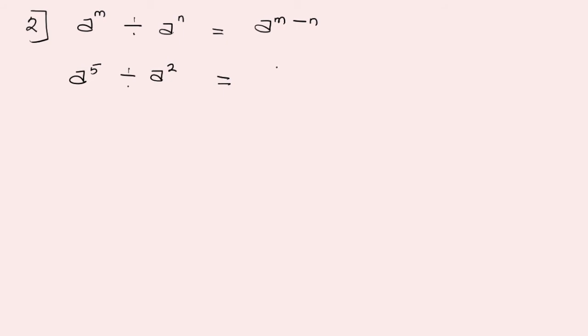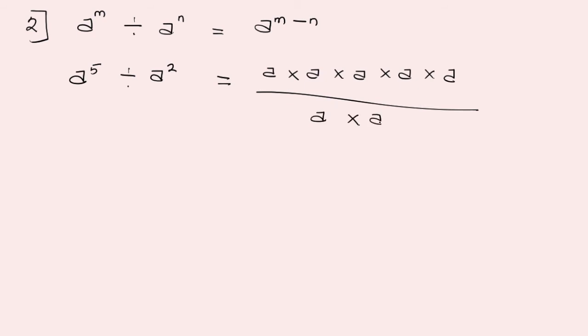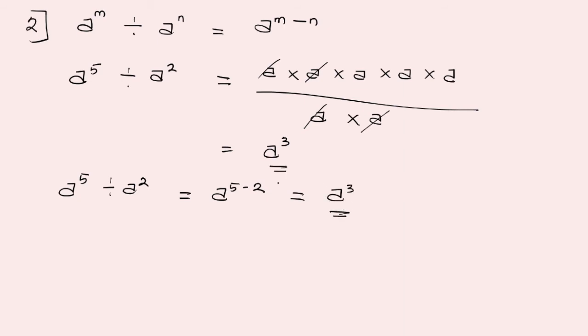A raised to the power 5 is a times a times a times a times a, and a raised to the power 2 is a times a. This cancels out this, this cancels out this, and we're left with 1, 2, 3. We're left with a raised to the power 3. So this goes without saying that a raised to the power 5 divided by a raised to the power 2 is equal to a raised to the power 5 minus 2, which is also equal to a to the power 3. This equals this, and that proves it.